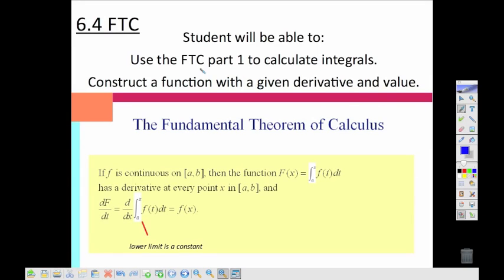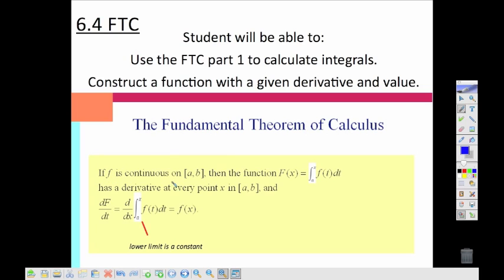In this section, we'll be looking at the fundamental theorem of calculus, which we'll use to calculate integrals. We'll also be able to construct a function with a given derivative and value, even if we don't know the antiderivative. So first of all, using the fundamental theorem of calculus, we are talking about a function.